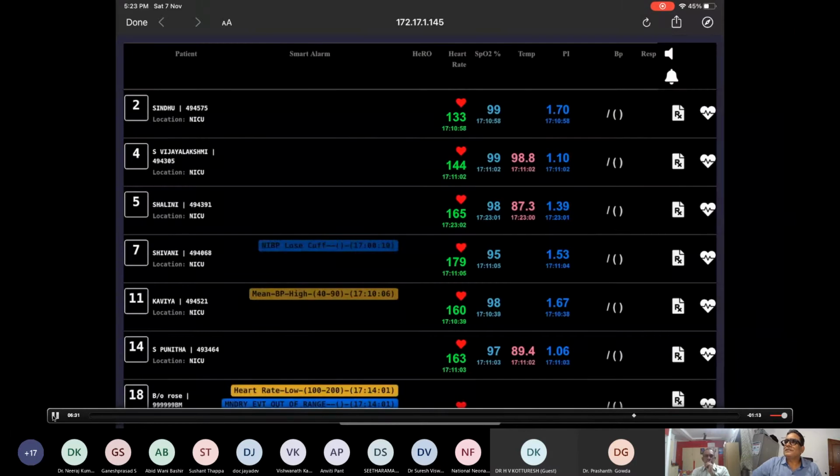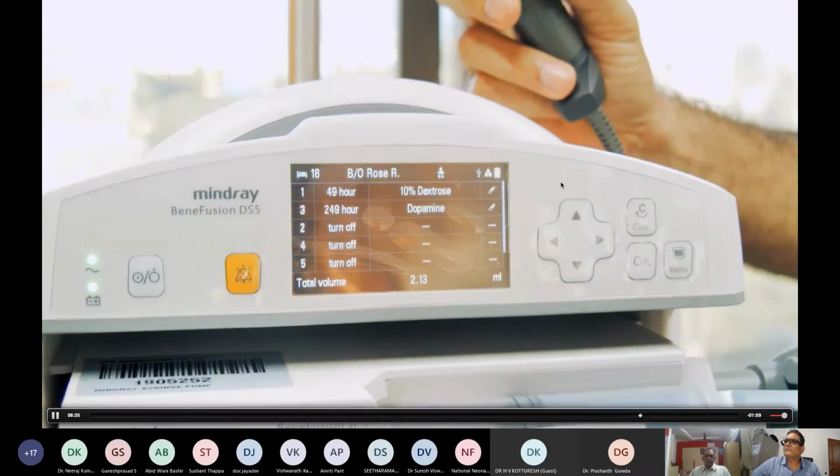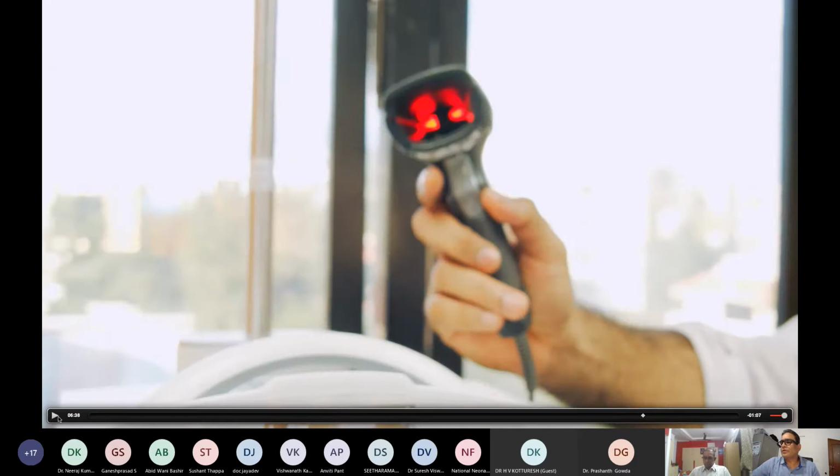So, and then what happens is, this is the central monitor where, for this baby Rose, I haven't connected all of the things. This is just a testing, but you can see the rest of the babies. You are able to see some heart rate monitors and all those things. And on baby Rose, I'm seeing the infusion details.